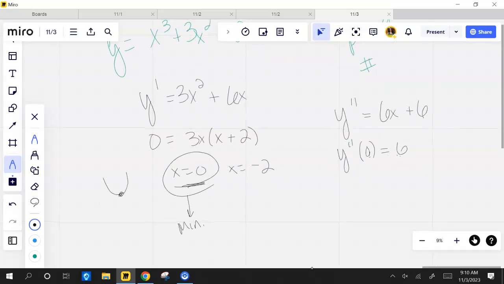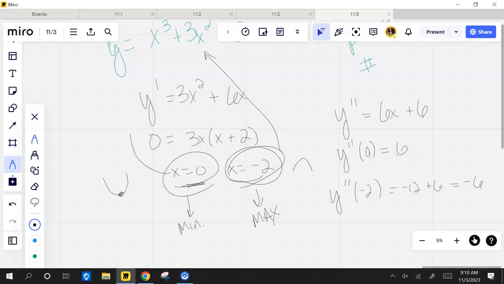So here, -2, which would give you -12 plus 6, which is -6. So that's concave down, which means this is a maximum. And if they ask you for the whole point, you'd plug back into the original, not into this one. Plug x equals 2 back into the original, or x equals 0 back into it, if they ask for the point where it occurs, or the value of the function when it occurs.